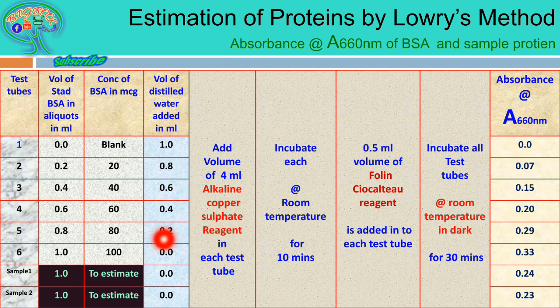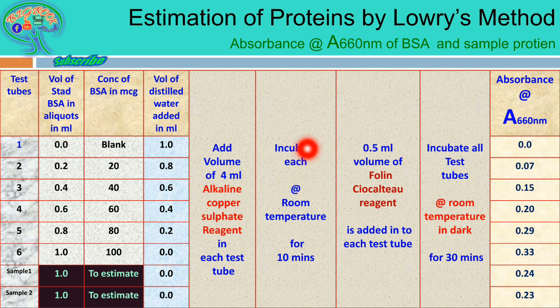So in all the test tubes, from test tube 1 to test tube 6 and sample 1 and sample 2, we are going to add the alkaline copper sulfate reagent. We are going to shake it well or vortex it well, and keep it for incubation at room temperature for 10 minutes.